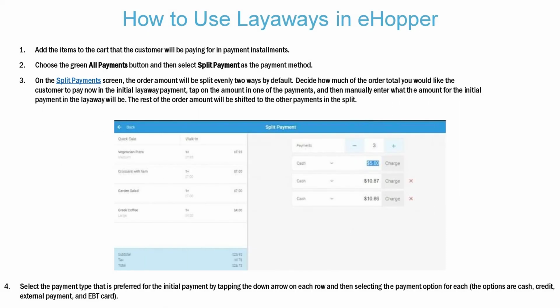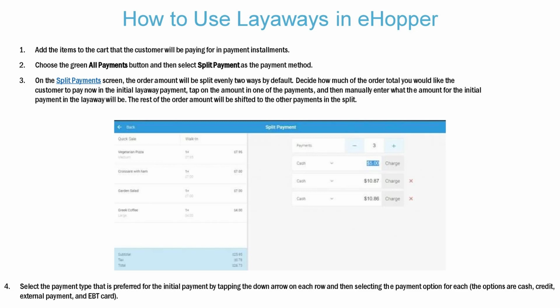How to use layaways in eHopper. 1. Add the items to the cart that the customer will be paying for in payment installments. 2. Choose the green All Payments button and then select Split Payment as the payment method. 3. On the Split Payments screen, the order amount will be split evenly 2 ways by default.